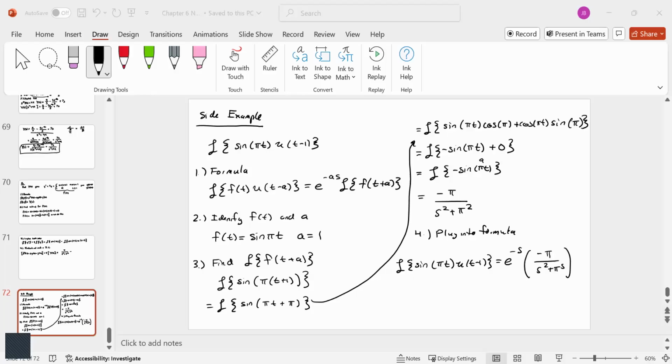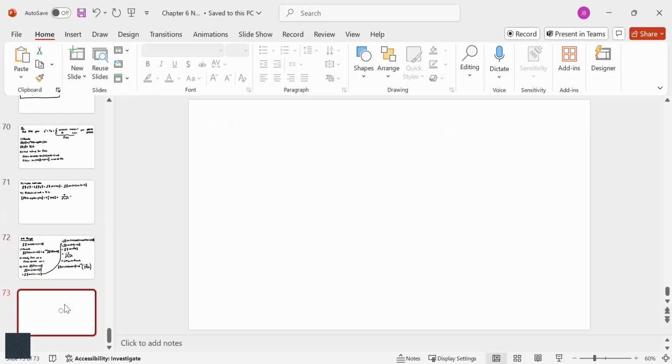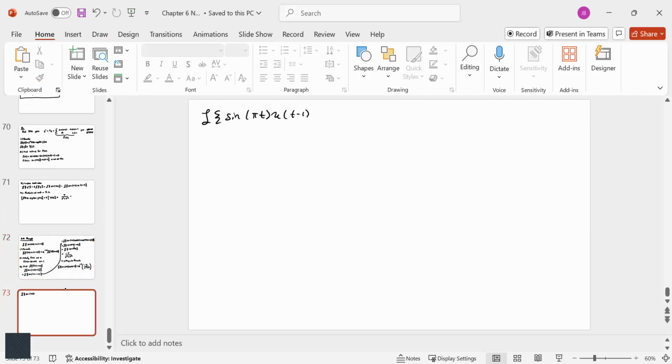Now, if we were to redo this, and I know I'm going off on a tangent here, just to show you again using it the other way, so the Laplace transformation of sine of pi t times the step function u of t minus 1. The other way we could have done it is using the original form of the formula, which would be the Laplace transformation of f of t minus a, u of t minus a, which in reality you should always try to use.